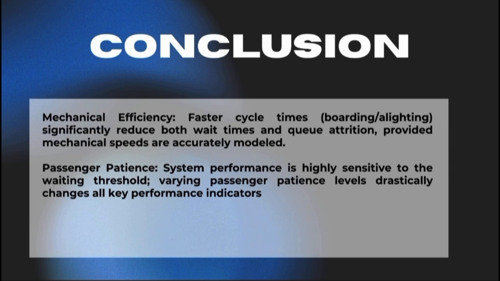So in conclusion, faster cycle times significantly reduce both wait times and queue attrition, provided mechanical speeds are accurately modeled. At the same time, system performance is highly sensitive to the waiting threshold. Varying passenger patience levels drastically changes all the key performance indicators.